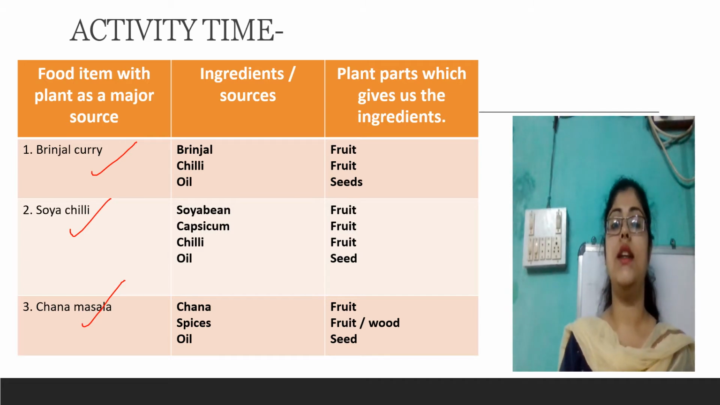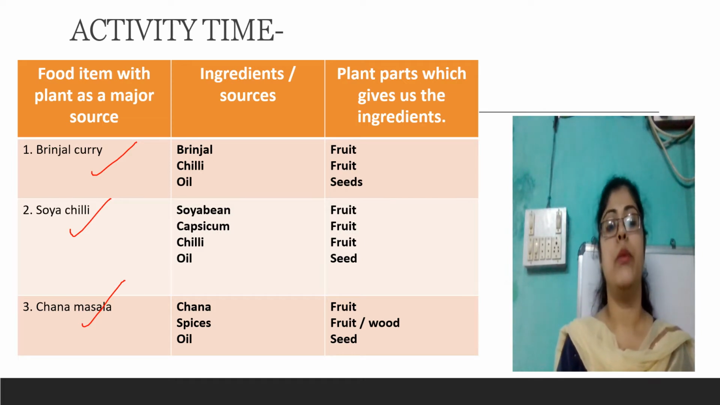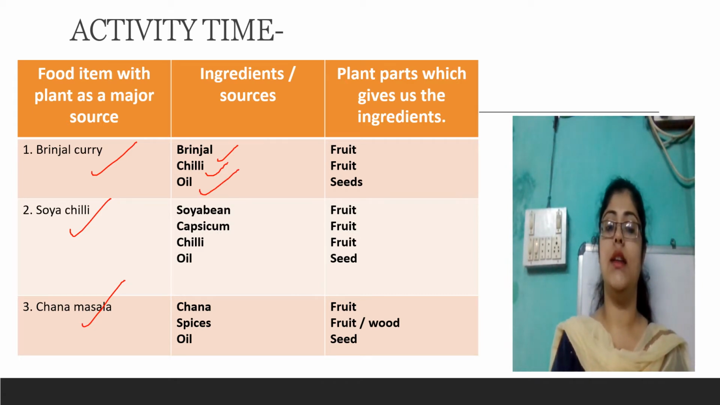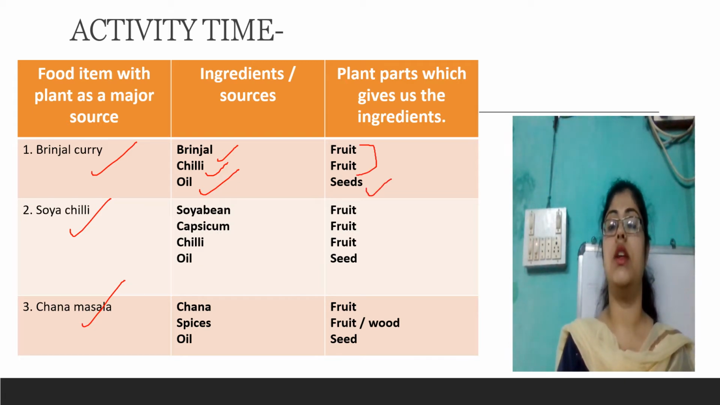So what are the ingredients required in it? We have to first of all look at it: brinjal curry majorly needs brinjal, chili, and oil. The brinjal and chili are fruits, and oil comes from the seed, so it belongs to the seed of the plant. In the same manner, the other two are also written.